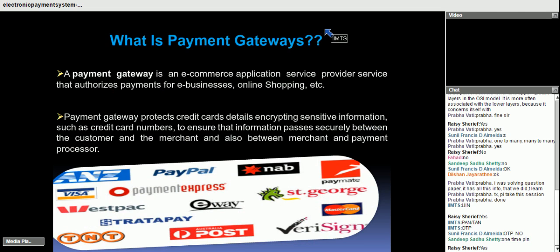What is a payment gateway? A payment gateway is an e-commerce application service provider service that authorizes payments for e-business, online shopping, etc. A payment gateway protects credit card details by encrypting sensitive information such as credit card numbers to ensure that information passes securely between the customer and the merchant, and also between the merchant and the payment processor. So the payment gateway is basically the gateway which authorizes the payment for e-business and online shopping.